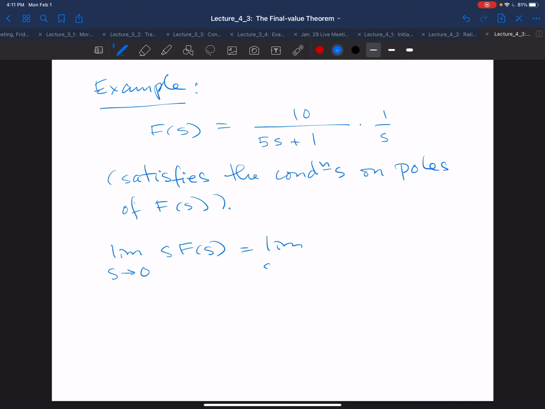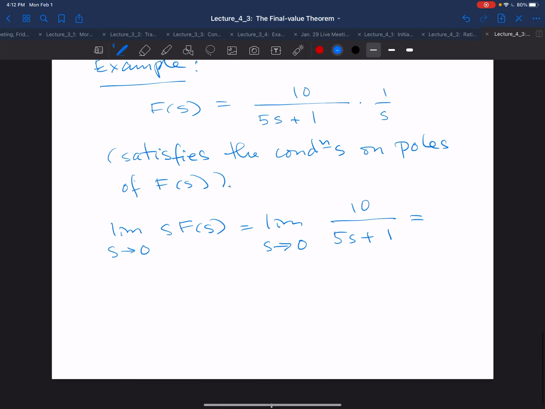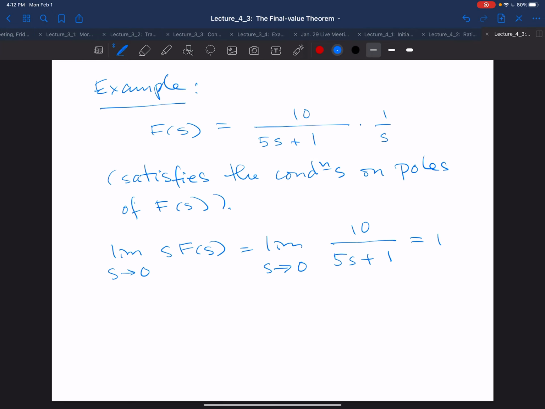And that's just going to be the limit as s goes to 0 of 10 over 5s plus 1. So this limit is just going to be 10. And in fact, this checks out.